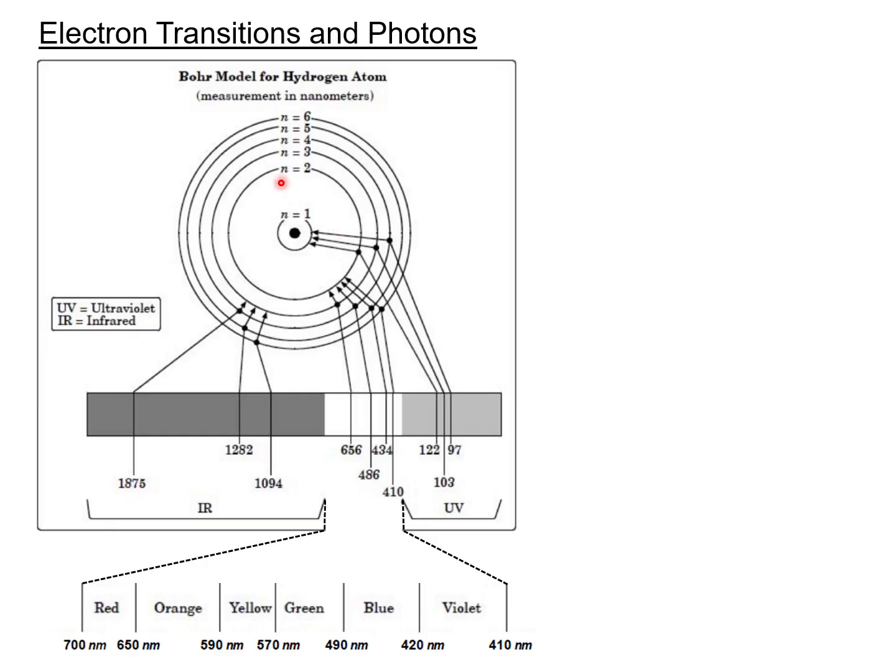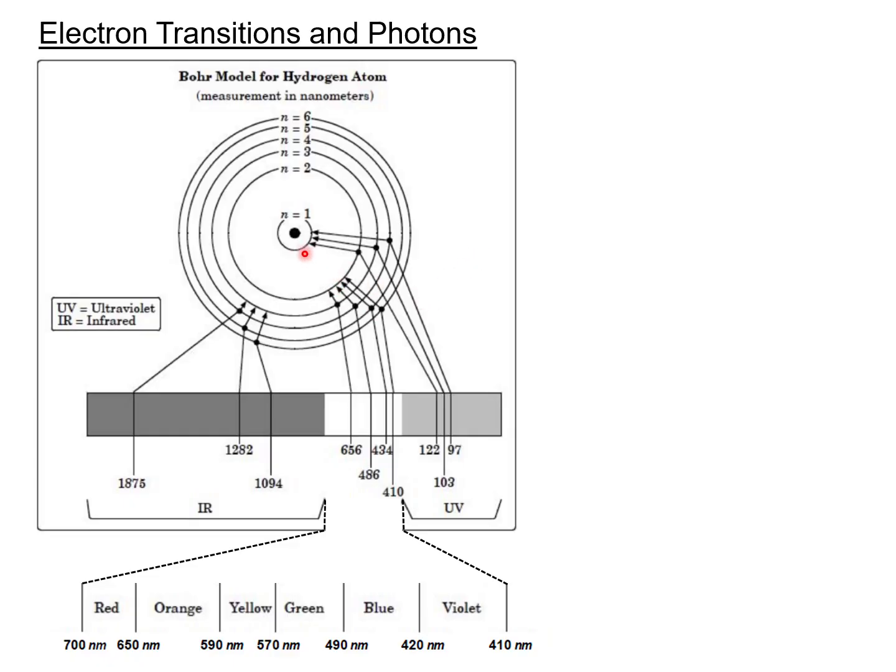So here we see the Bohr model of the hydrogen atom. So we have the dark circle in the middle is the nucleus, and then we have the different energy levels. They did a pretty good job of getting them drawn properly. So there's n equals 1, n equals 2, 3, 4, 5, and 6. You can see we have a whole bunch of arrows going between the different rings. These correspond to the electron transitions.